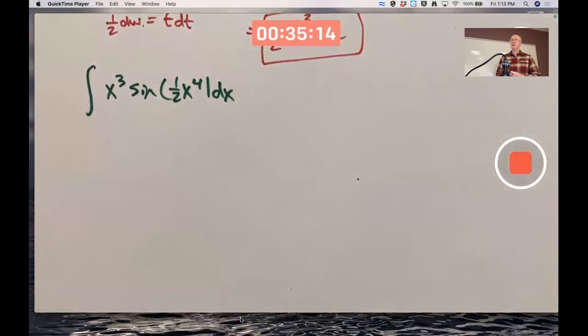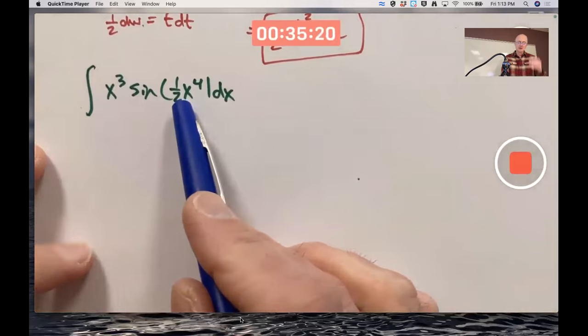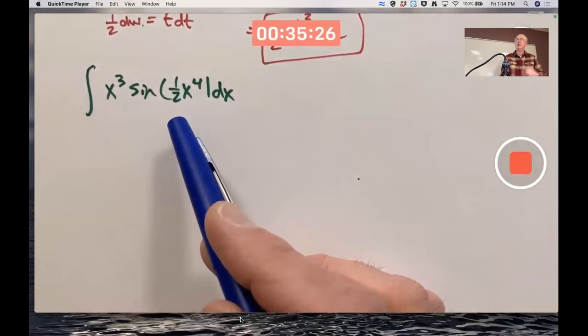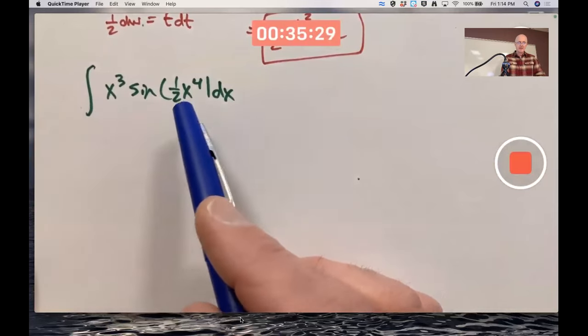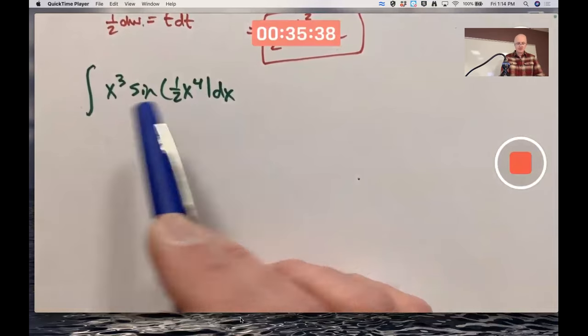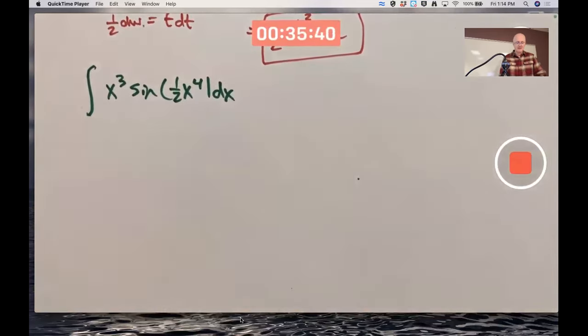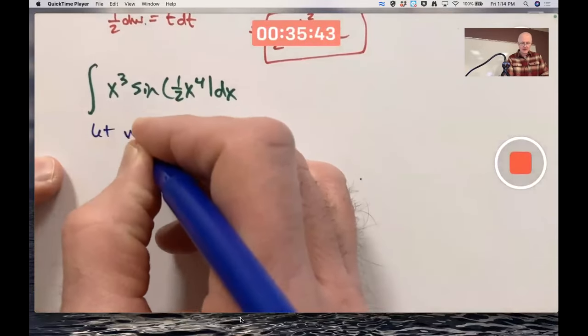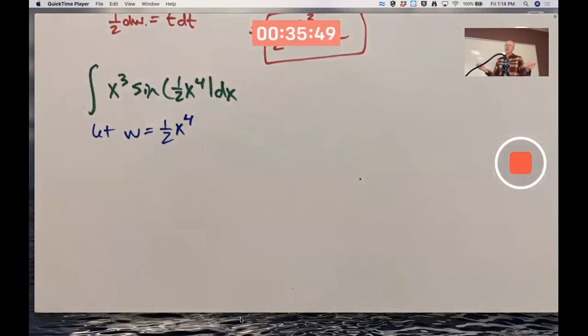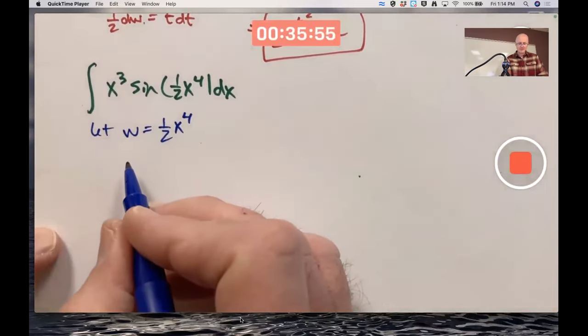Remember, some guidance is you want to let w, the substitution, or u if you prefer, be something in this integrand function whose derivative is also almost in the integrand function, almost meaning up to a multiplicative constant. If you let your variable w be 1/2 x to the 4th, the derivative of that will involve x cubed, which is right there. Let's let w equal 1/2 x to the 4th. Now, could you get away with just x to the 4th instead of 1/2 x to the 4th? Yes, you could. Though if you did, you might have to do another substitution to help you finish the problem.